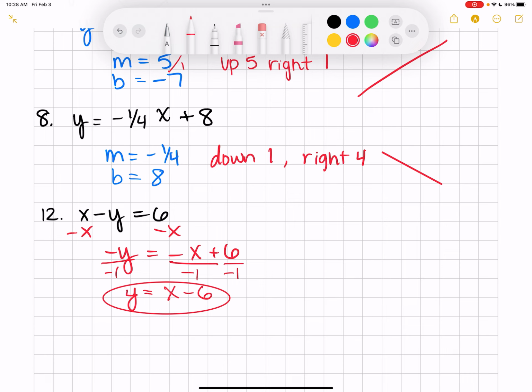So then what is my slope? 1. And my y-intercept? Negative 6. Okay, so this slope, it's 1. So it means up 1, right 1. We can imagine it as 1 over 1. So up 1, right 1.